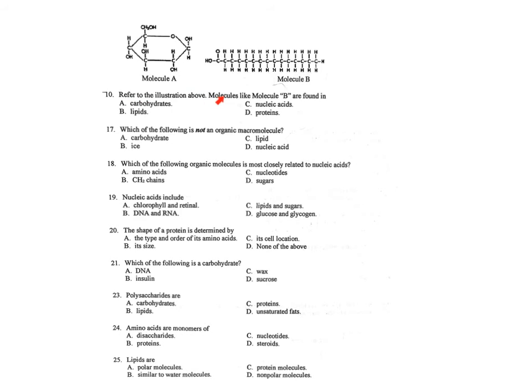Refer to the illustrations above. Molecules like molecule B, so that's this one. It's a long chain of what? Carbon and hydrogen. There's some oxygen, but it's mostly carbon and hydrogen. What would you call that? Would that be proteins again? No, that's lipids. All right, excellent, so you do remember. You fixed it yourself. So B is a lipid. The answer would be B.